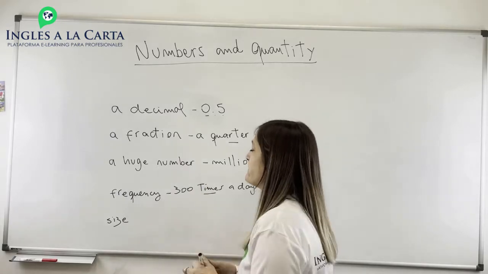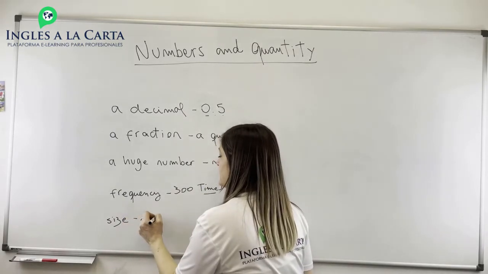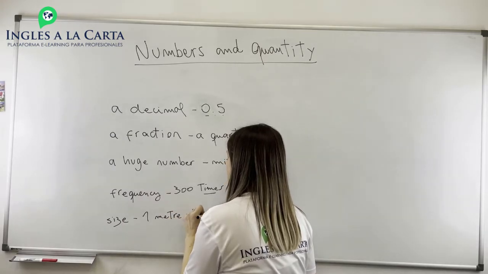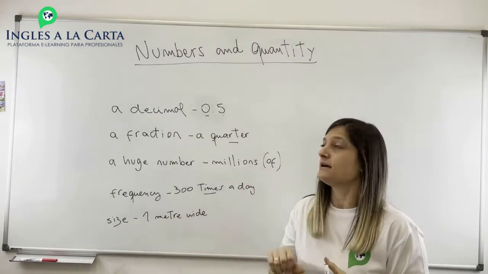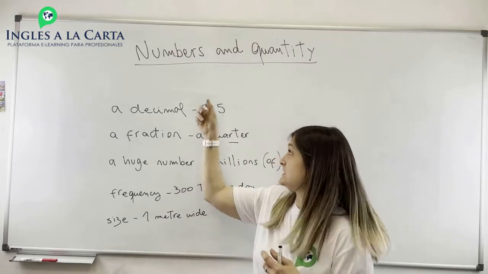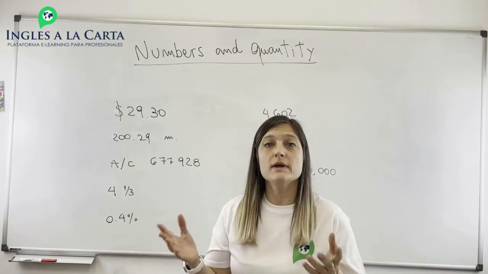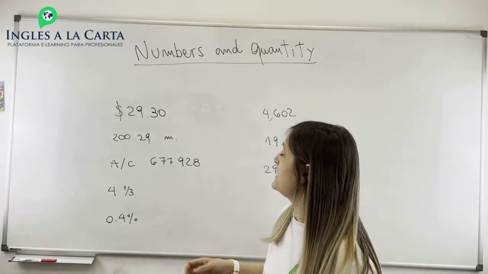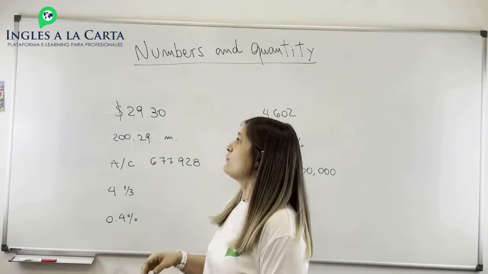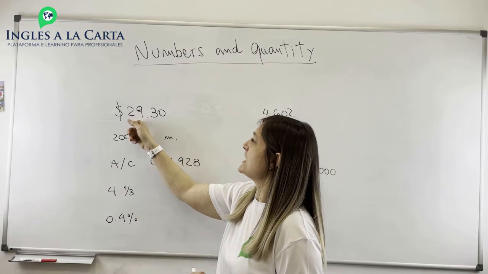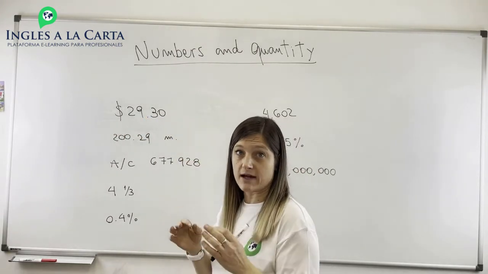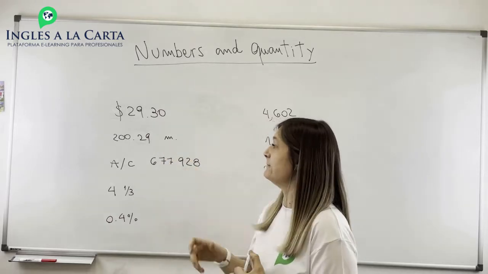Great. Now, size, we have, for example, 1 meter wide, okay? In this case, we are talking about size. These are numbers. We're going to see some examples. Let's start by, for example, dollars. We have $29, $2.30. That's the correct way of reading this number.